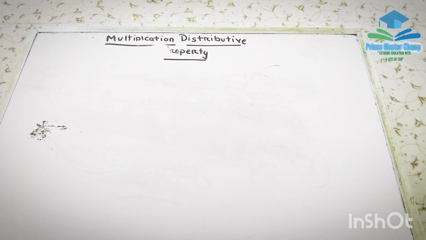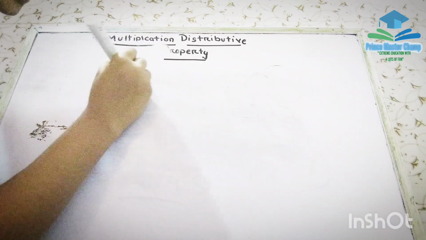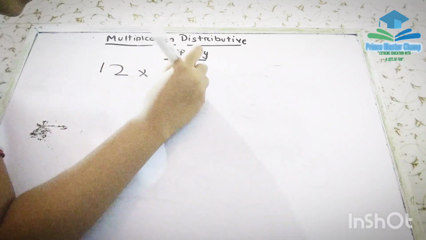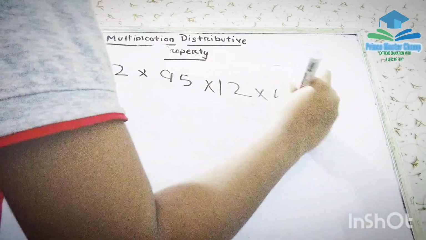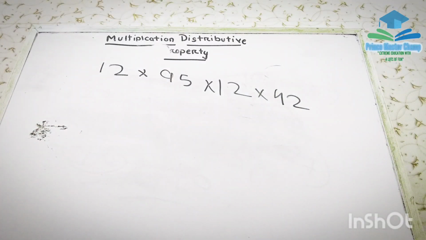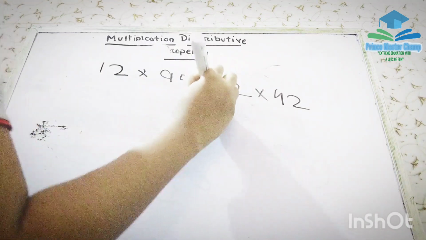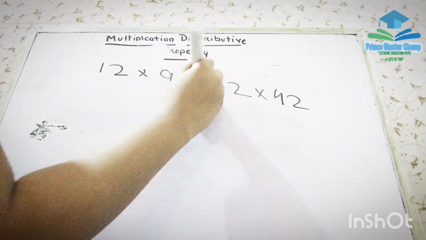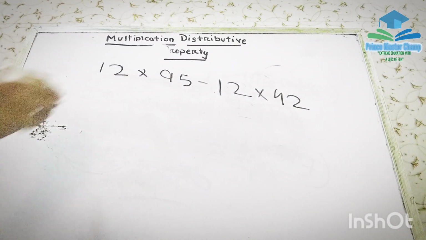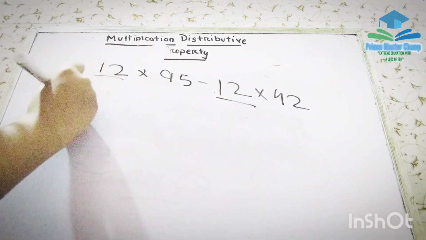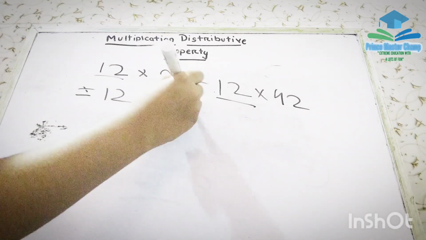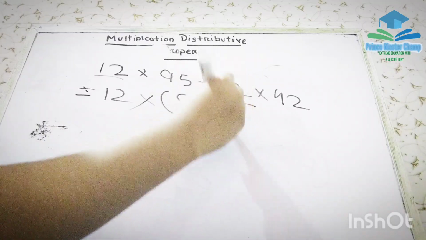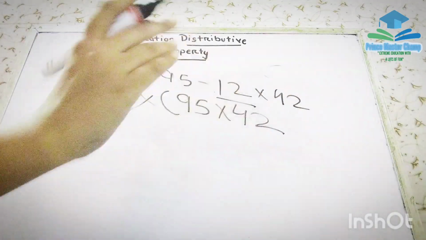Now let us take another example in which this type of question is given. Let us write a plus. No, let us write a minus. So in case of this question, you are going to take 12 as common. When you take 12 as common, you are going to multiply it with 95 minus 40. Okay, this is what you do.